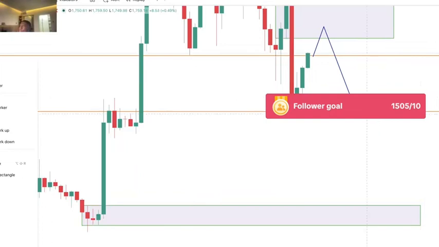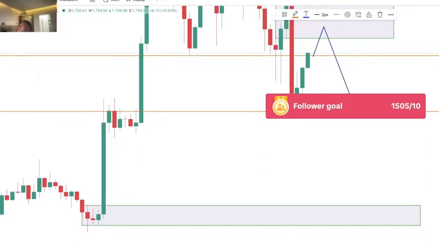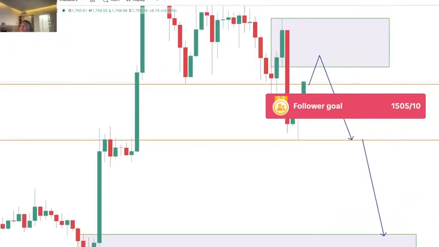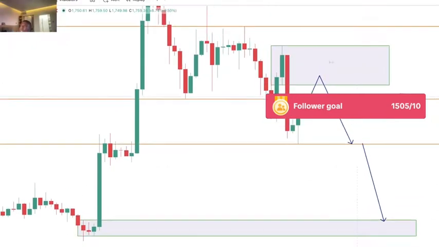This zone will be my second target. So on Ethereum, I'm waiting for my price to tap in at this other block here on 2 hours.